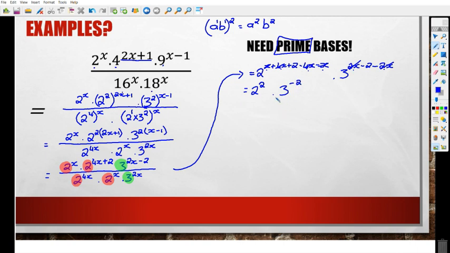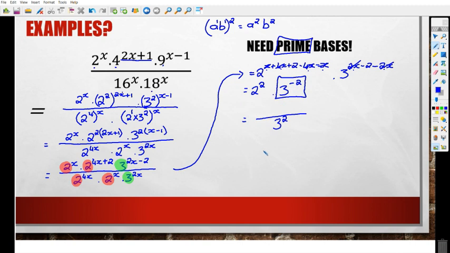But if my question said I want positive exponents, what are you going to do? I look at all my negative exponents. I see that this prime base has a negative exponent. That's the only one that has a negative exponent. So what am I going to do with this to make it a positive exponent? I'm going to take it to the bottom. So I'm going to open up a division line and take it to the bottom.